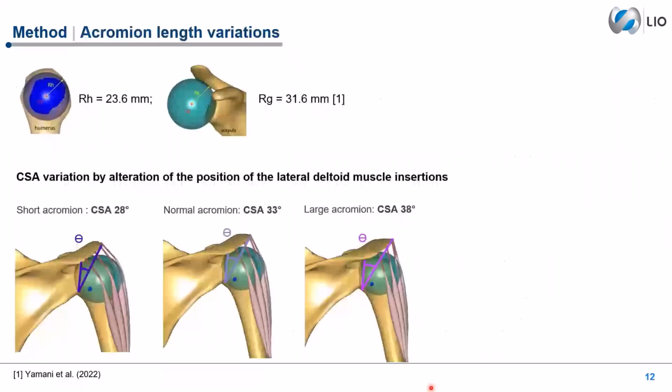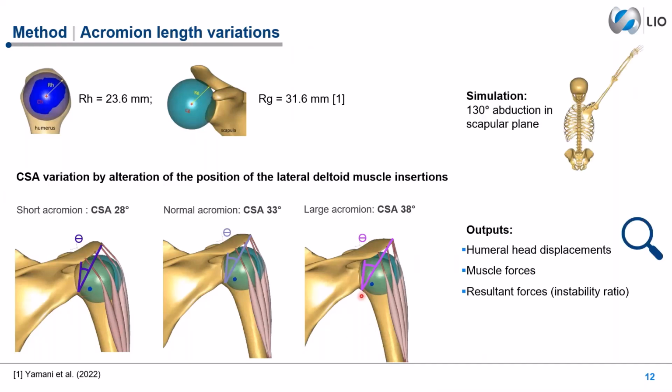So in order to simulate different CSA, we've moved the insertion of the lateral deltoid. I've represented a small CSA over here, a normal CSA over here, and a large one. And we simulated an overhead movement, so abduction in the scapular plane up to 130 degrees. We investigate the output: the humeral head displacement, the muscle forces, and the resultant forces.